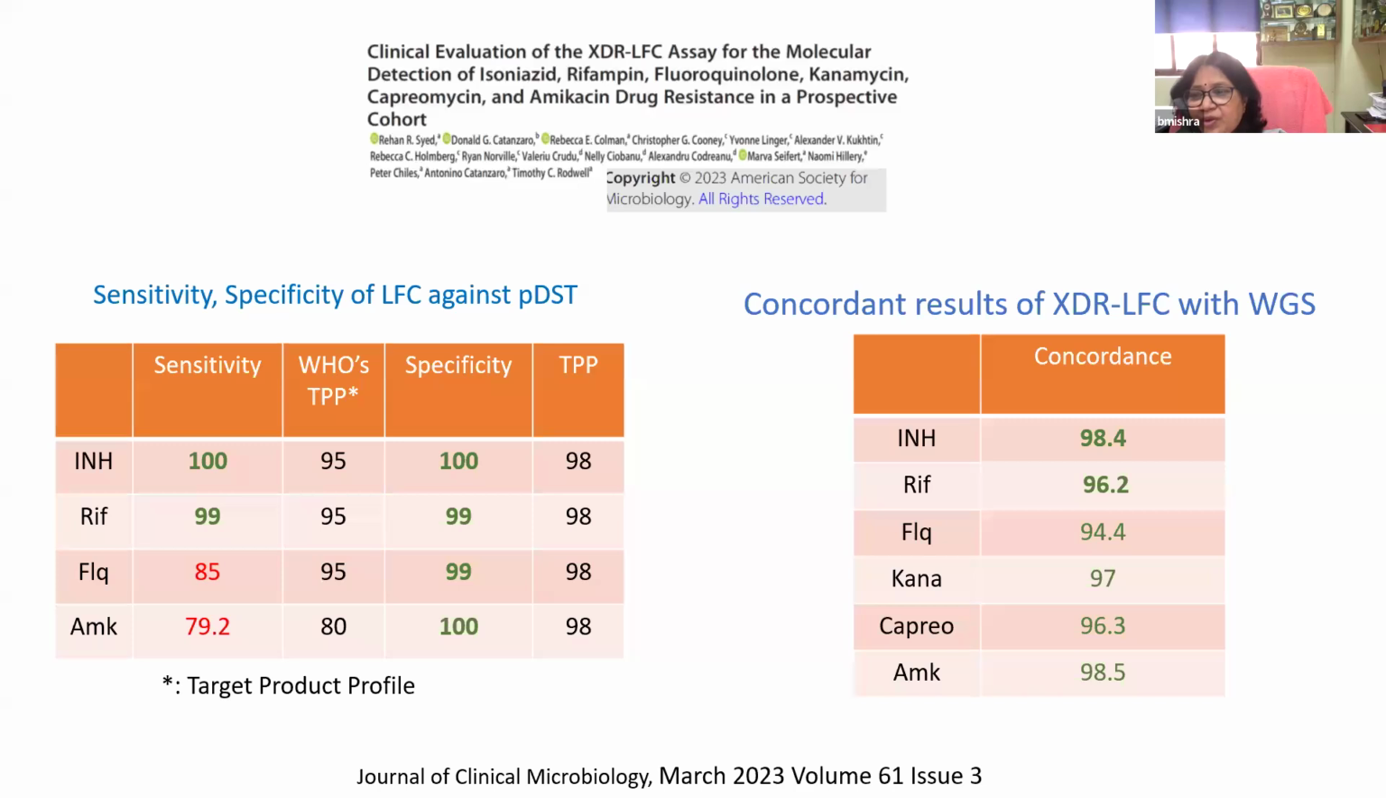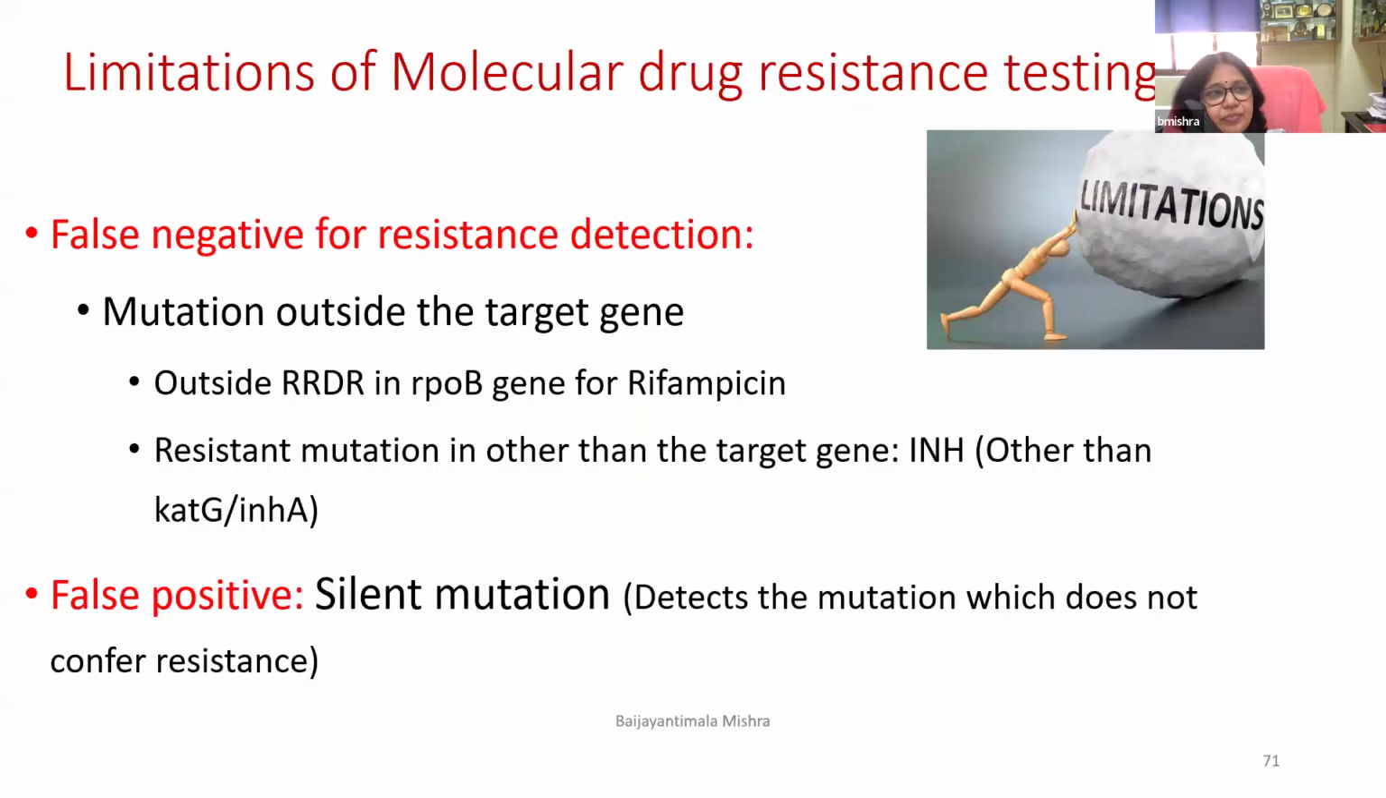But at the same time, as compared to whole genome sequencing, all are giving very good confidence with various drug resistance detection, around 95% or more than 95% confidence. So it appears quite promising, and maybe in the near future we can have this in the market.